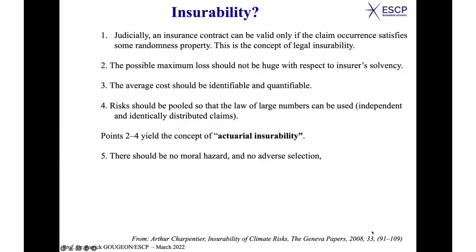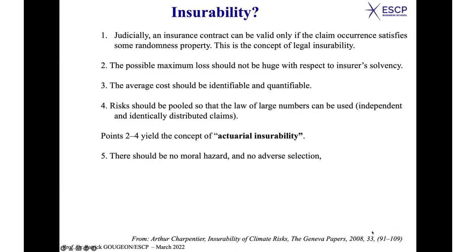Now, there are some other elements to take into consideration. There should be no moral hazard. I already mentioned that for point one. Moral hazard, as I said, means you have to make sure that insurance will not have an impact on the attitude of policyholders. If, because they have insurance, policyholders are less risk averse, and they take risks, if they make the risk more severe, that's a problem.